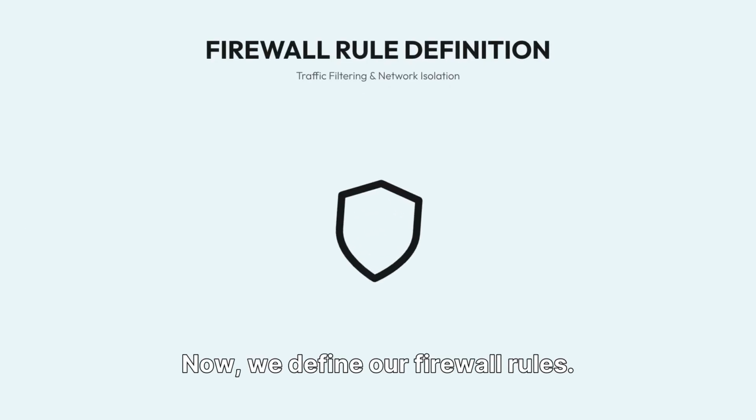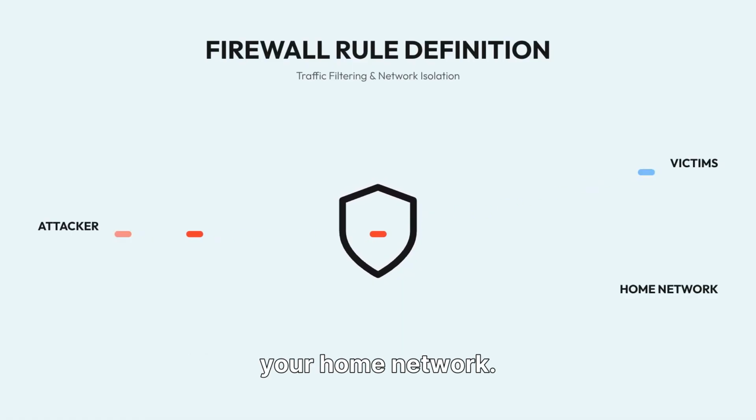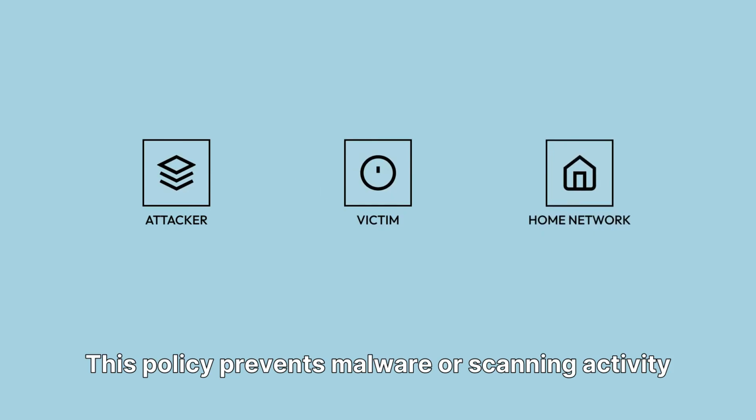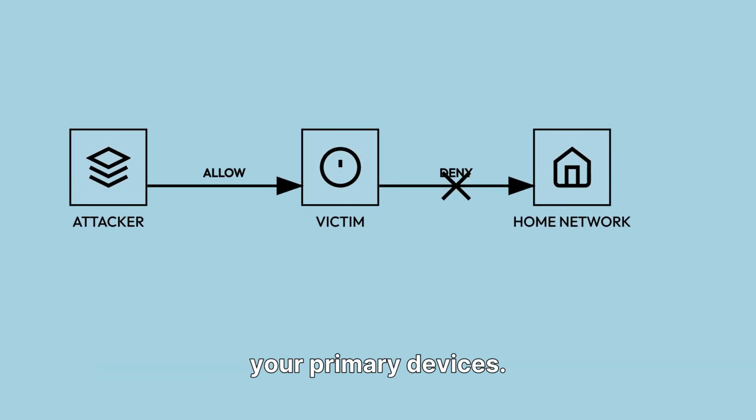Now we define our firewall rules. The attacker needs to reach the victims, but the victims must be blocked from your home network. This policy prevents malware or scanning activity from escaping the lab environment and affecting your primary devices.